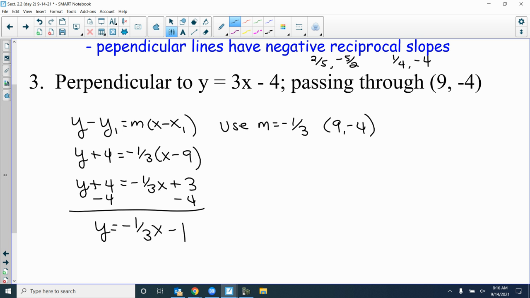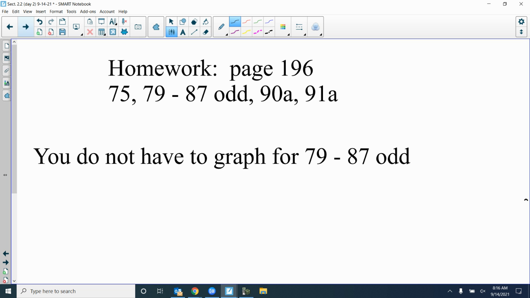So, equations of lines. All right, the main thing on the homework is circles. You actually will not see the line part; that's something that we'll do here as we go through the chapter. All right, page 196. You do not have to graph the 79 to 87. It says something about graphing. You do not need to worry about that. And then only do part A for 90 and 91, because I think part B asks you to find x and y intercepts. You don't need to do that. Okay, at this point.